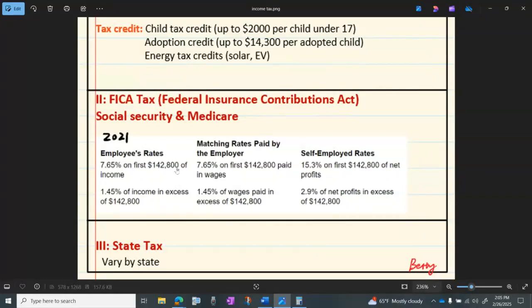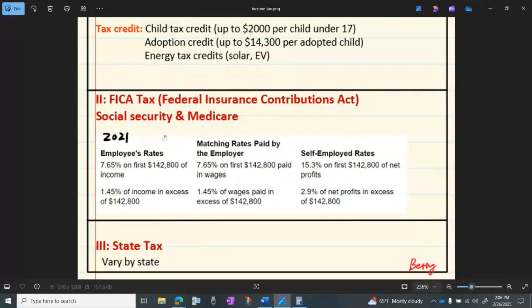And yes, you have to pay FICA as well. The bad news is the FICA tax rate applies on your gross income. Every dollar you make, including the tip, you pay FICA on it, not just the taxable income. All the money you put in. So the FICA tax rate applies on your gross income.